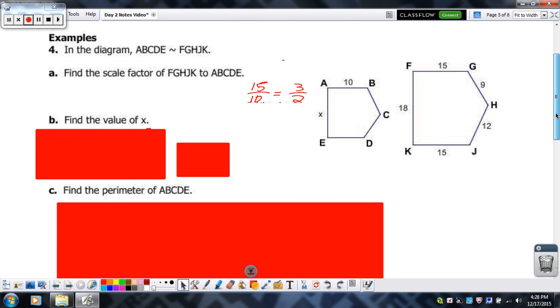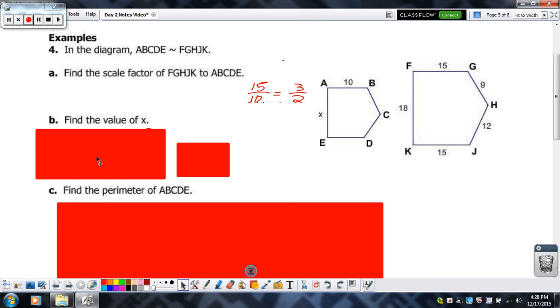Now they want me to find the value of x. We're going to use our scale factor, 3/2, to set up a proportion. We know we have to use x because that's what we're looking for, so we're going to set it equal to it. We're actually going to put x in the denominator since that's in my small shape, and I put my small shape on bottom here. So x will be in our denominator, and AE is in corresponding places with side FK.